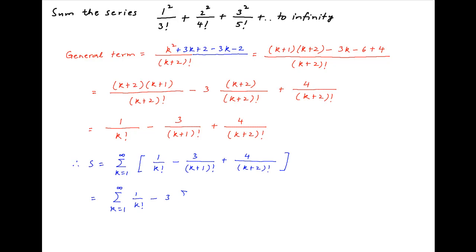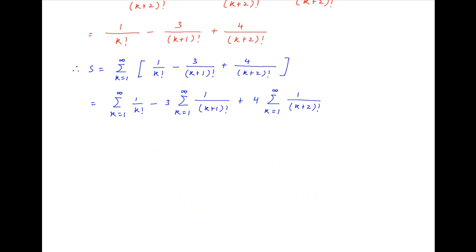This is equal to summation 1 upon k factorial where k goes from 1 to infinity, minus 3 times summation 1 upon (k plus 1) factorial, plus 4 times summation 1 upon (k plus 2) factorial, where k goes from 1 to infinity. In the second term, put k plus 1 equal to j. So when k is equal to 1, j is equal to 2. And in the third term, put k plus 2 equal to i. Therefore, when k is equal to 1, i is equal to 3.